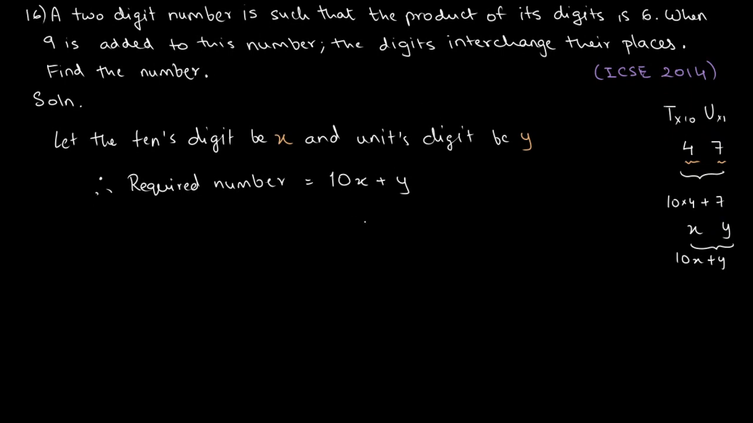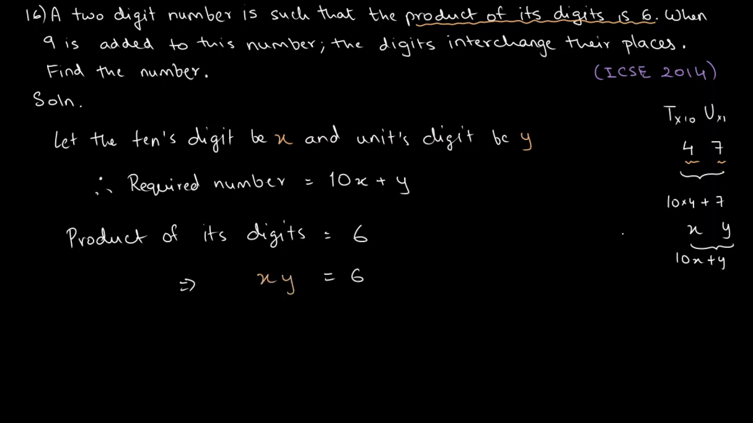Now, what are the conditions given to find these values of x and y? The product of its digits is 6. That's the first thing that we know. Product means multiplication. So the product of its digits is x into y, so xy is equal to 6. This could be considered as my first equation.